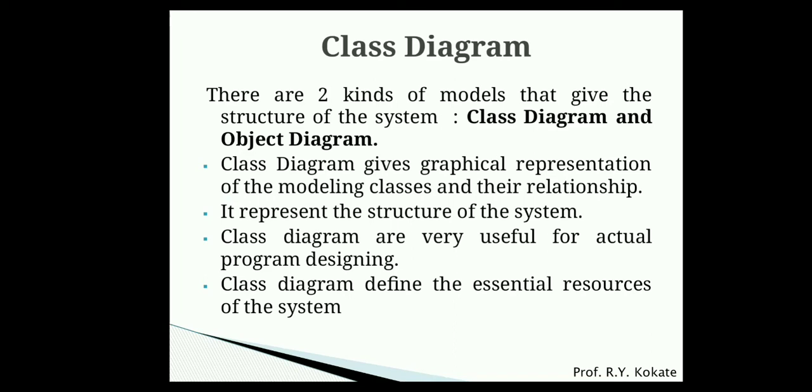Class diagram. There are two kinds of model that give the structure of the system. That means class diagram and object diagram show the structure of the system. Class diagram gives a graphical representation of the model, modeling classes and their relationship. It represents the structure of the system. Class diagrams are very useful for actual program designing. The class diagram defines the essential resources of the system.